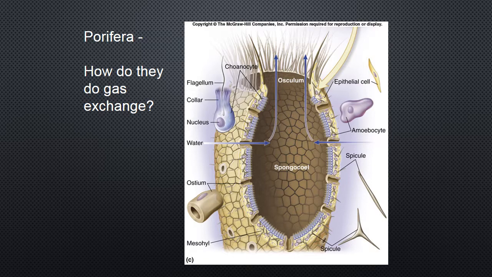So starting with our phylum Porifera, how do you think they do gas exchange? Well, pretty much just like you would expect, and just like we talked about before, they don't have a specific respiratory system because they do it through diffusion, right? Water comes in and it bathes all these cells, so gas exchange can occur directly across. So diffusion is their means of respiration.